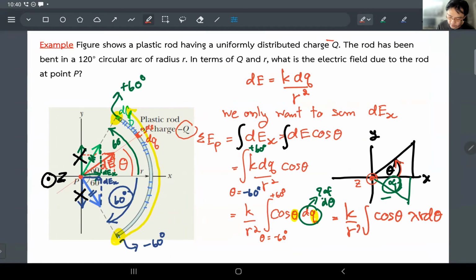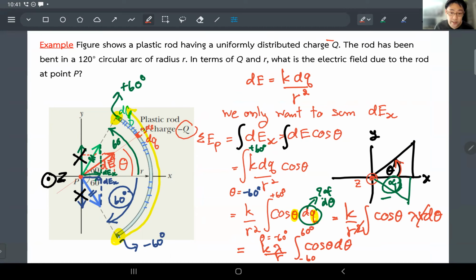And I still have some more constants that I can pull out. Oh, this is R squared, sorry guys. So whatever constant I can still pull out, the lambda can be pulled out. One r actually gets canceled, so I can just say one r left in the front. And all you have to do is the integration of the cosine theta d theta from negative 60 to positive 60. Can you do that now?